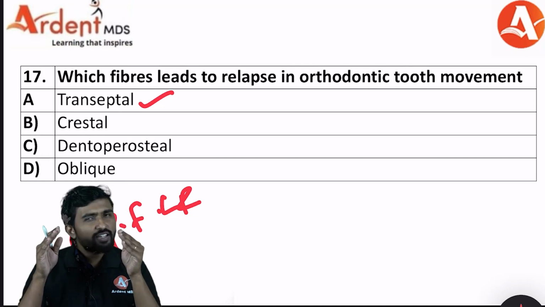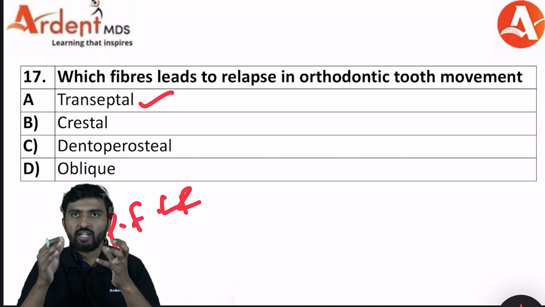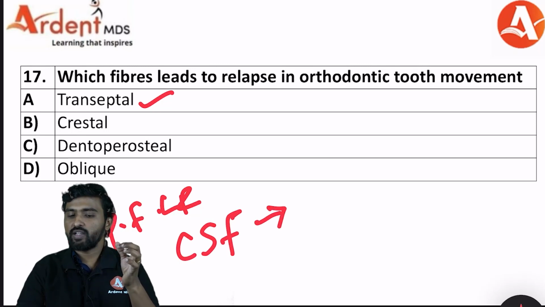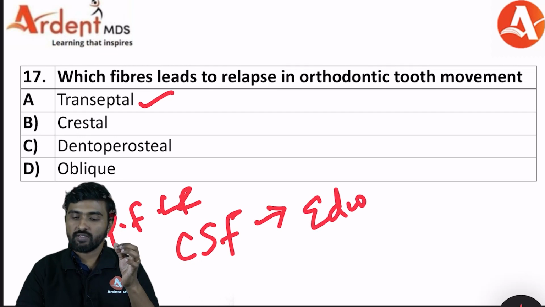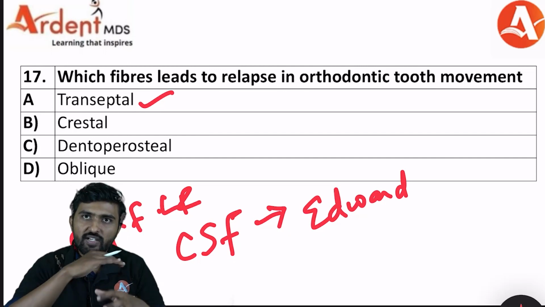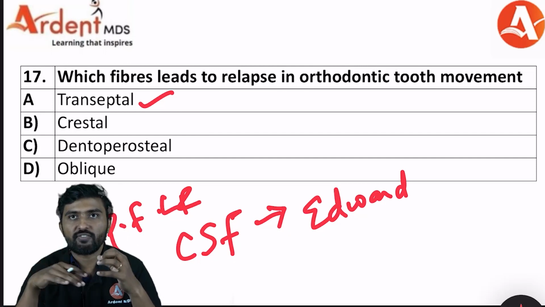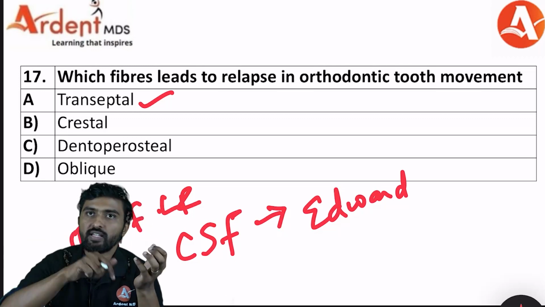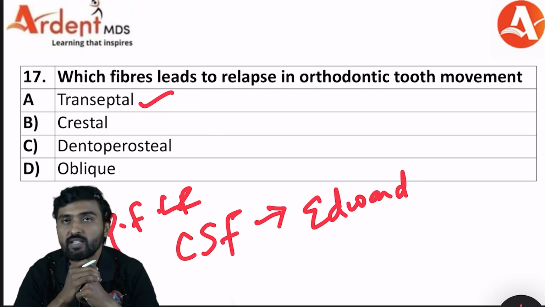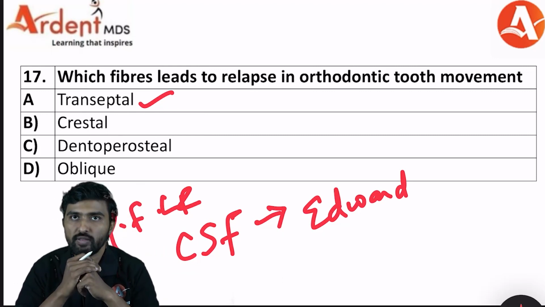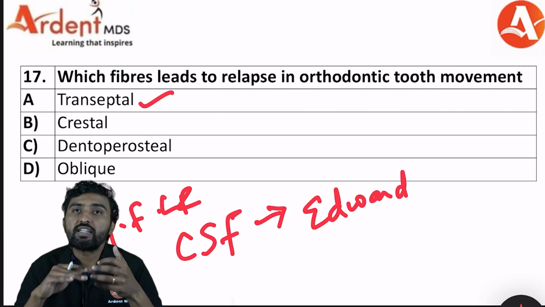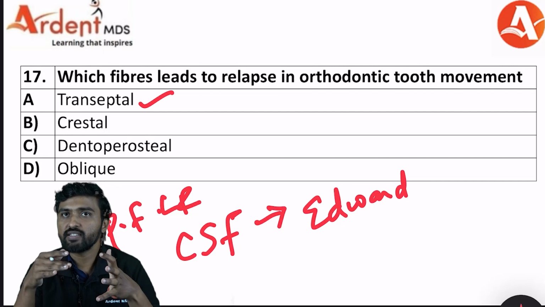Number 2, there is a procedure called circumferential supracrestal fibrotomy, also known as the Edwards protocol, because it was given by Dr. Edward. After correcting the rotations and finishing the ortho treatment, we use a BP blade, specifically BP blade number 12, and cut the fibers, especially the transseptal fibers, thereby avoiding the recoiling of the fibers and preventing the relapse.